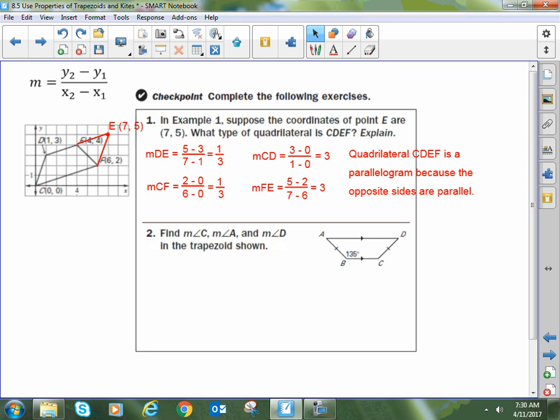Now looking here at finding the measurement of angles C, A, and D. Well, B and C are congruent to each other because they are base angles of an isosceles trapezoid, so that's why it's 135. Finding angle A or angle D, angle A is supplementary to angle B, so if I subtract the 135 from 180, that gives me angle A to be 45. Angles A and D have to be congruent because base angles of an isosceles trapezoid are congruent, so that's how D is 45 also.